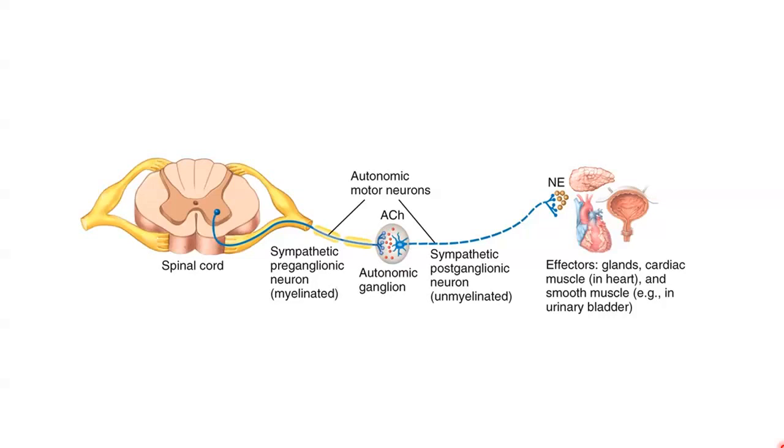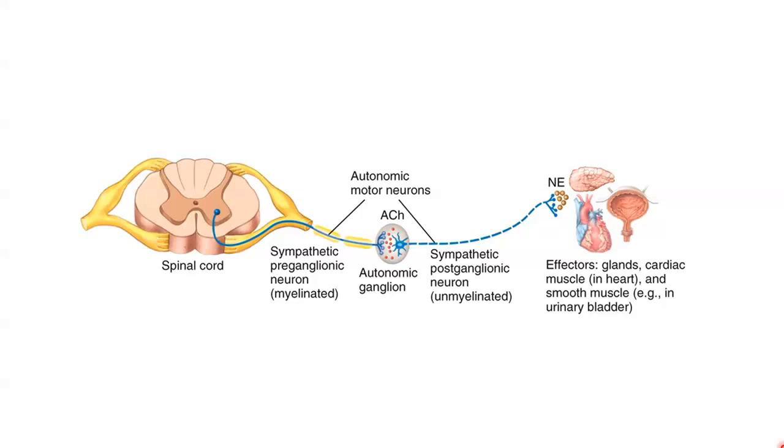The first motor neuron is called a preganglionic neuron. Its cell body is located in the brain or spinal cord, and its axon exits the central nervous system as part of a cranial nerve or a spinal nerve. The axon of a preganglionic neuron is myelinated and usually extends to an autonomic ganglion where it synapses with the postganglionic neuron. The second neuron in an autonomic motor pathway is called the postganglionic neuron.